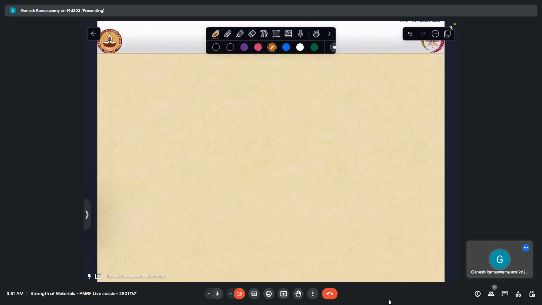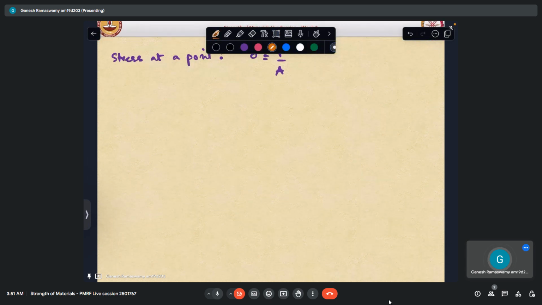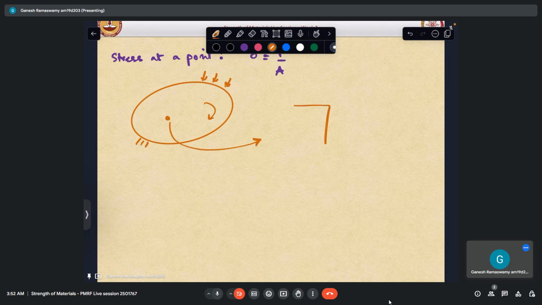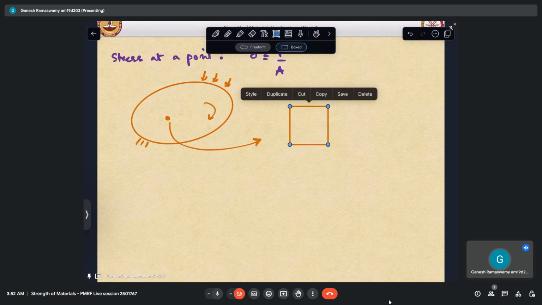Before we begin, I'll give a brief on how to label stress at a point. Basically, in the last session we simply saw stress as a number, something like P by A or F by A. Whereas there are certain conventions to be followed. For example, let us take a body which is subjected to some loads, and let us take one point. We will blow this point up and represent it as a cube.